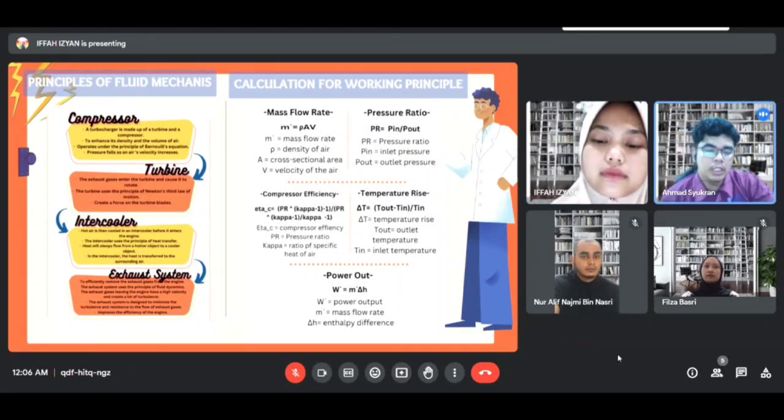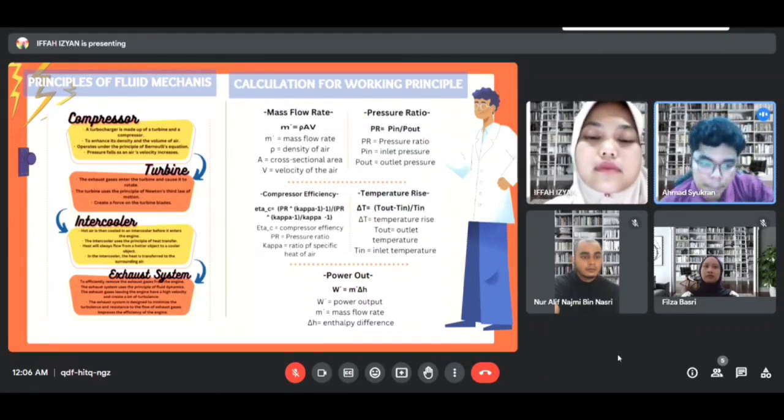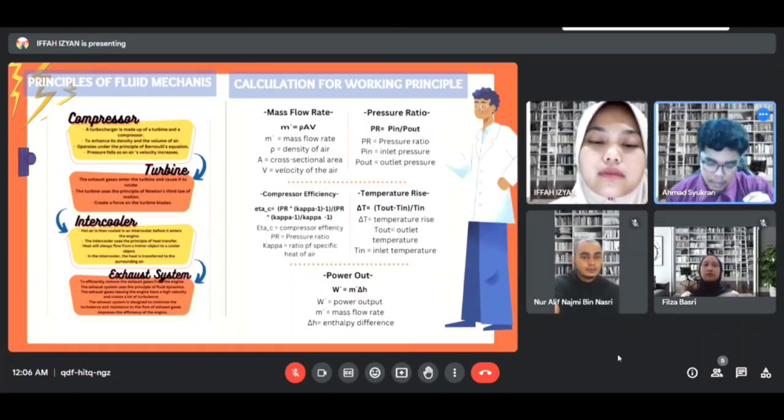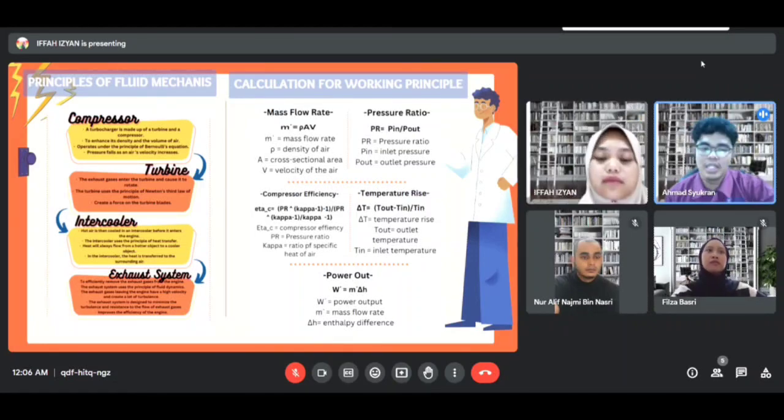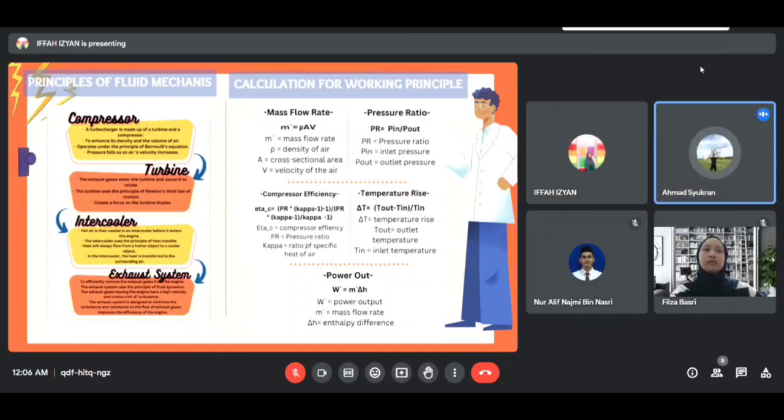Okay, last one is power output. The power output of the turbocharger is the amount of work done by the turbine in driving the compressor, and it can be calculated using the equation W dot equals m dot times delta h.